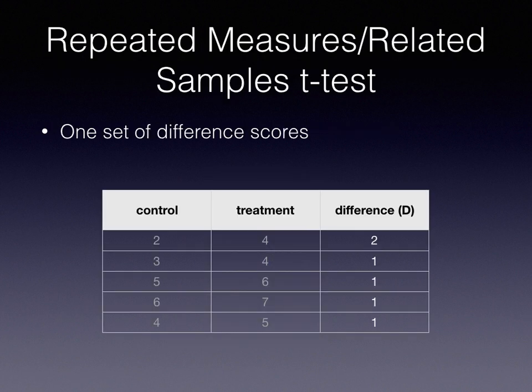With the repeated measures or related samples t-test, we're not dealing with two sets of scores, even though we have two scores from each person in a repeated measures study. We're dealing with one set of difference scores.